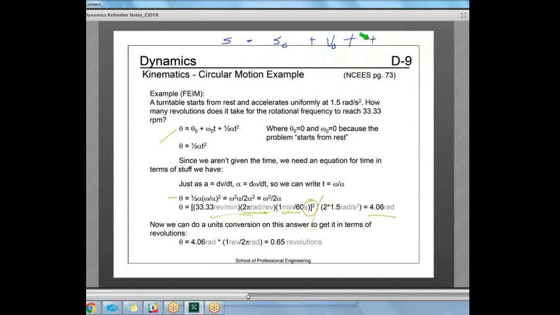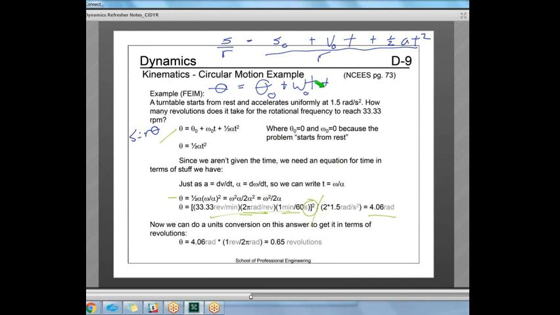Okay. Well, let's see. The idea that I put forth here was S equals S naught plus V naught T plus 1/2 A T squared. What if we divide both sides by R? S over R, given S equals R theta, is theta.